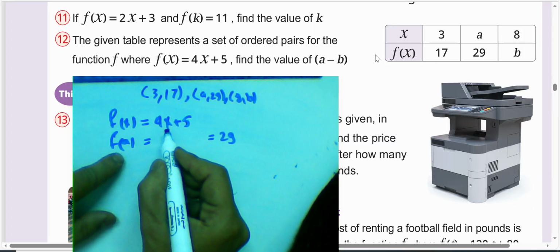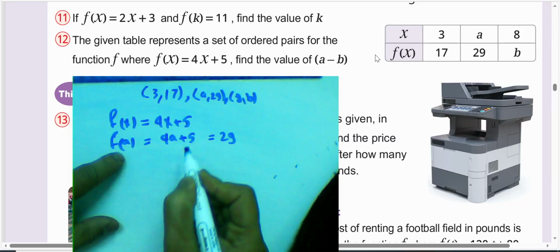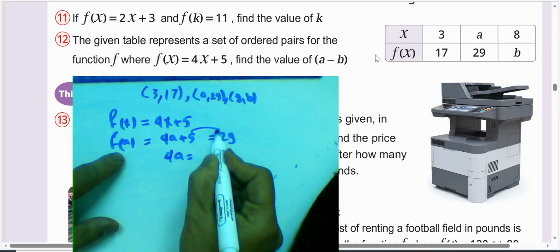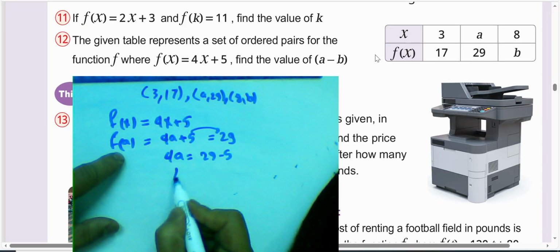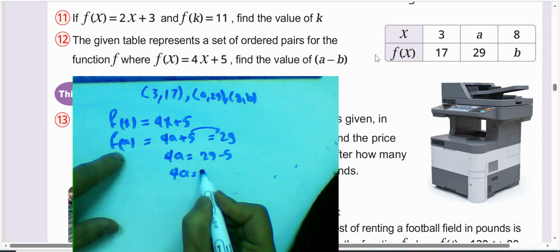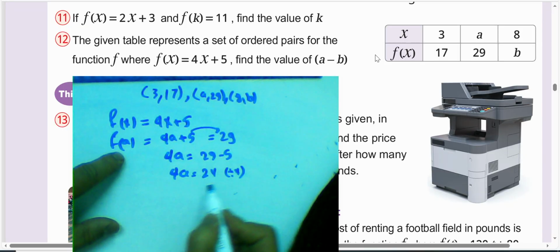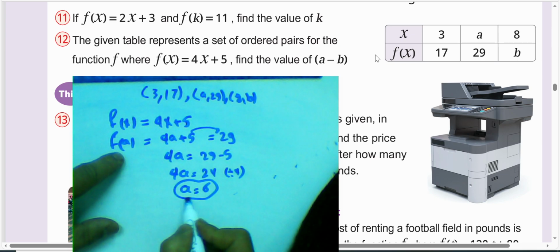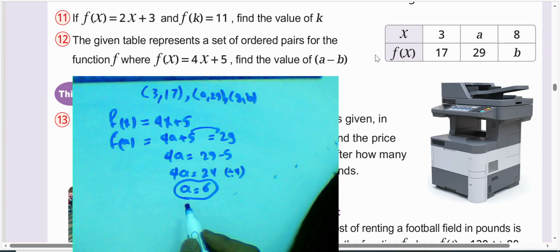Put the value of x equal a. Then we have 4a plus 5. 4a equals 29 minus 5. Then 4a equals 29 minus 5 is 24, and then divided by 4. The value of a will be equal to 6. Then a will be equal to 6.